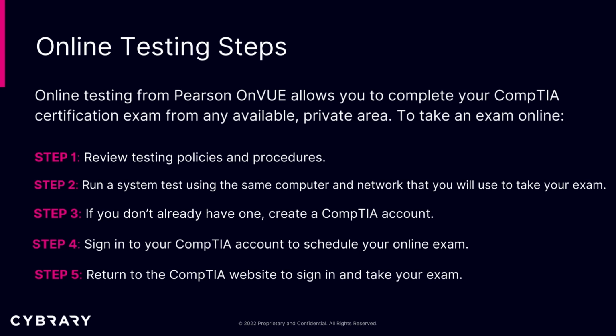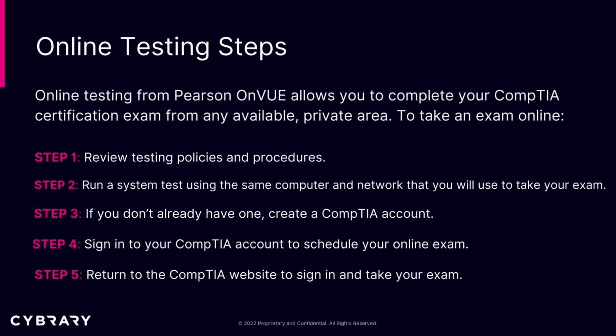If you choose the online testing, online testing steps are followed below. Bottom line is step one, you're going to review the testing policies and procedures. Step two, you're going to run a system test on your computer to make sure you're ready to take the exam. Step three, if you have not done so already, you need to create a CompTIA account. Step four, you're going to sign into that CompTIA account and schedule your exam online. And finally, step five, you're going to return to the CompTIA website and sign in to take your exam when you're ready to take it on that scheduled day.